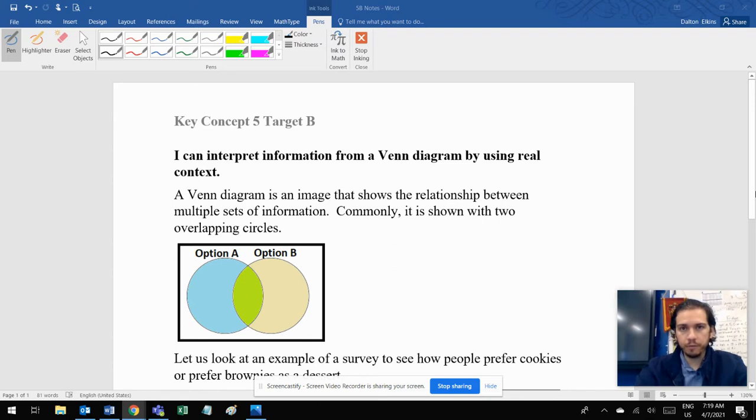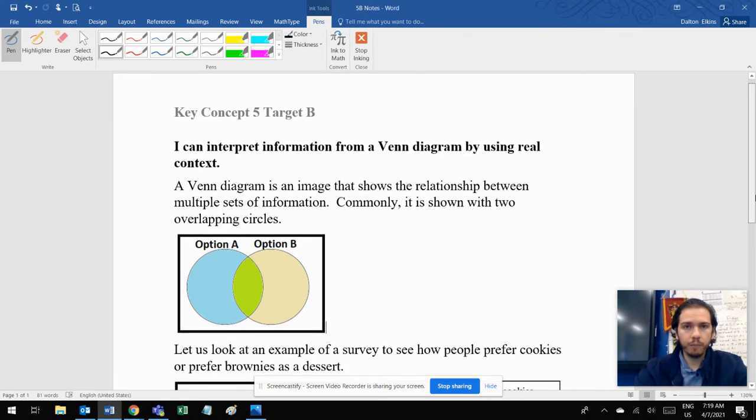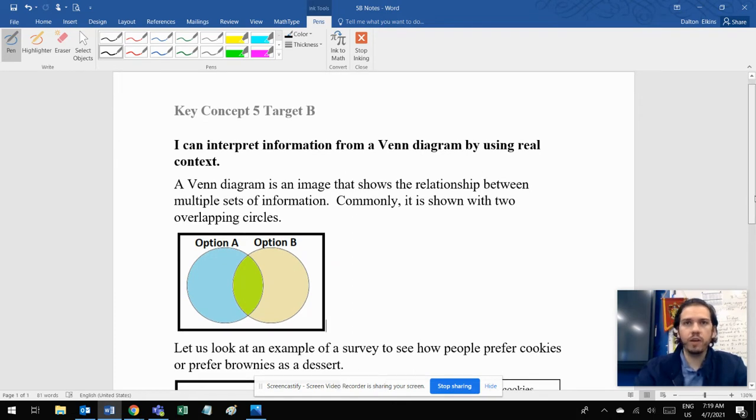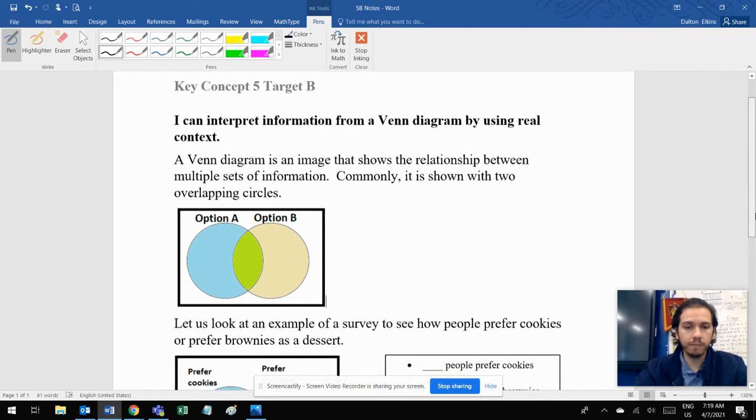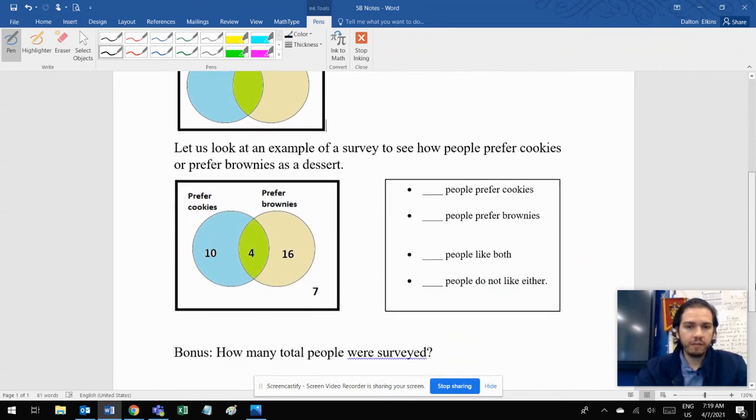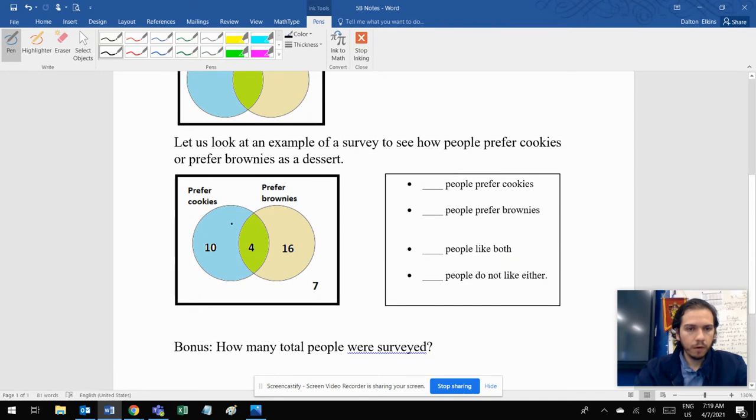So let's look at an example. It's always good to have context when we look at things. Pretend we do a survey on whether or not people prefer cookies or brownies as a dessert. Now, of course, you're probably thinking, well, I prefer cake, or I prefer pie, or all these other examples. Well, let's just say we're restricting it to just cookies and brownies. We don't care about the other ones. We just want to say, hey, do you like cookies or do you like brownies? So we get this information here: prefer cookies and prefer brownies.